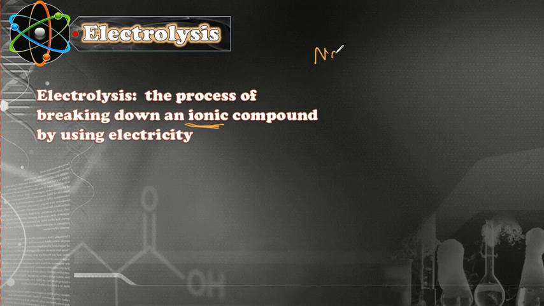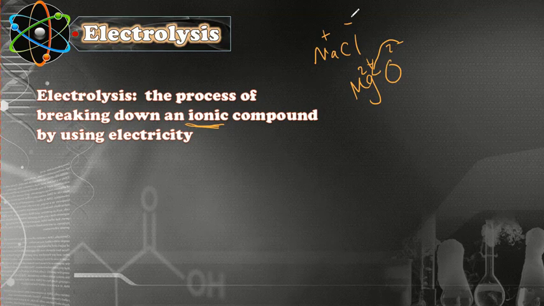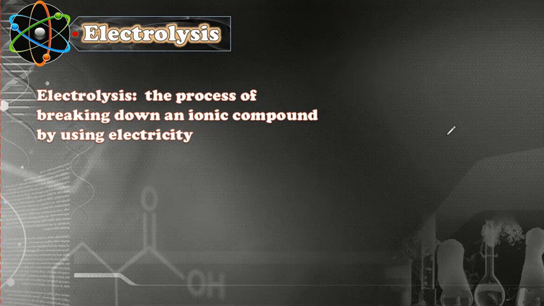So if we have NaCl, this is positive, this is negative. If we have magnesium oxide, this is positive, this is negative. So these ionic compounds have ions, so they can conduct electricity. Then they can be broken down by electricity. The electricity can take back the electrons from this and give them back to these; it can get this electron from here and give it back to this atom. Then they can break down by electricity, and this is electrolysis.